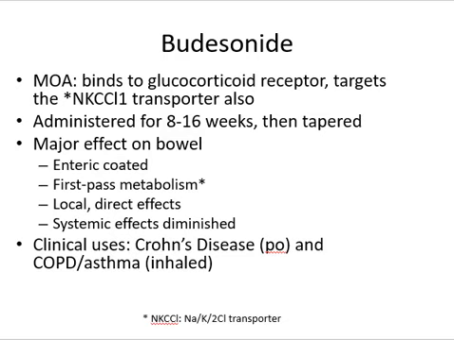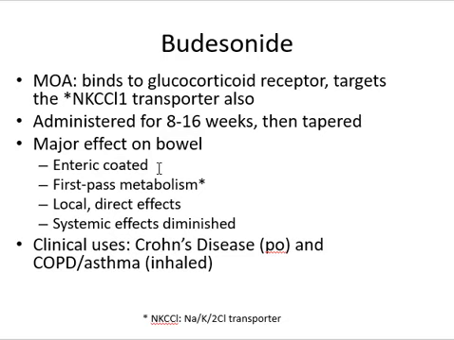Typically, this drug is administered for 8 to 16 weeks, and then the drug is tapered off, and it has major effects on the bowel. That's due to a couple of different things in terms of the physical attributes of this drug, but also the chemical attributes. First off, this is enteric coated. Basically, it has a shell of chemicals around the drug that makes it more stable in the GI system so that the stomach acid doesn't degrade it as quickly.